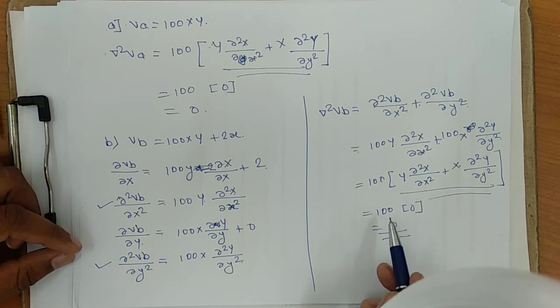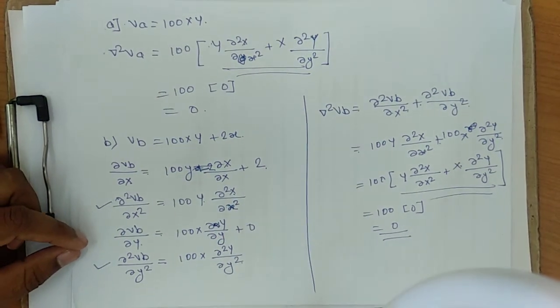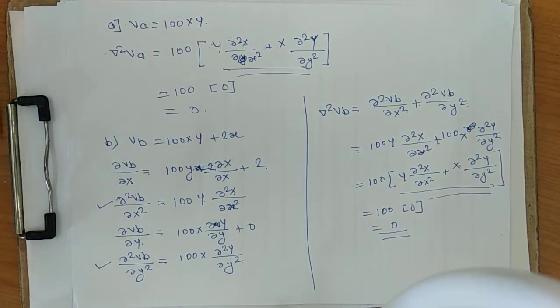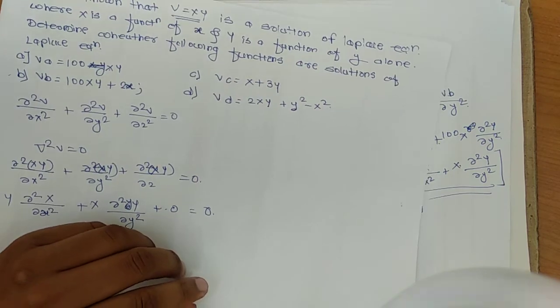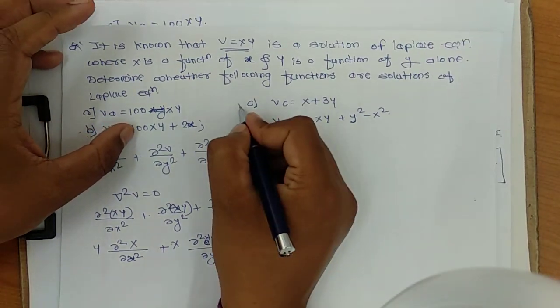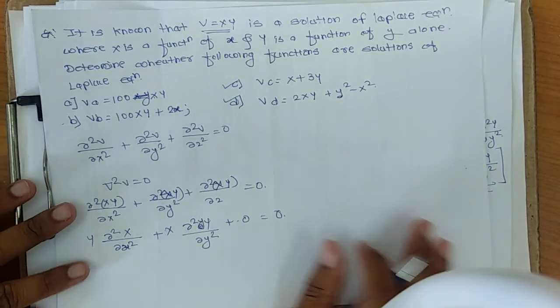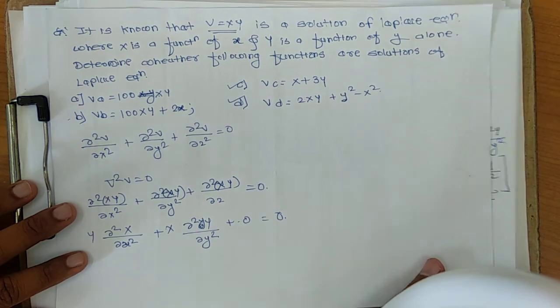So the first problem and the second problem are functions of the Laplace equation. That we have proved. I have proved the first and second. Now it is homework for the third and fourth, for C and D, you have to calculate. You have to see whether the answer is coming 0 or not.